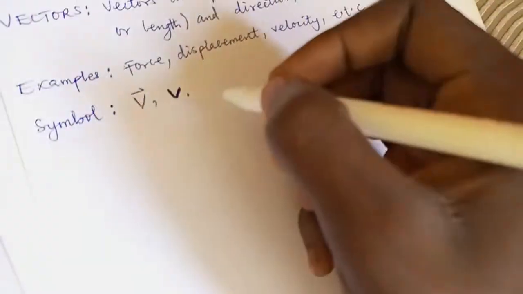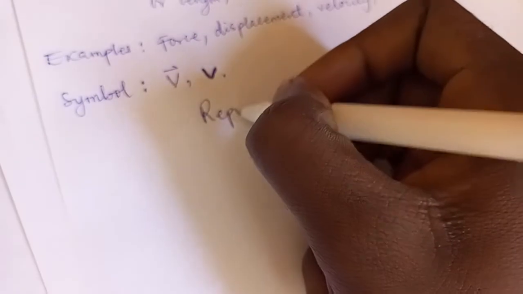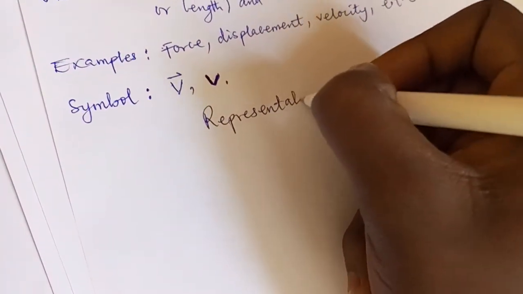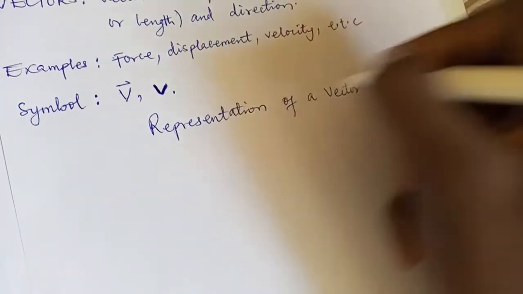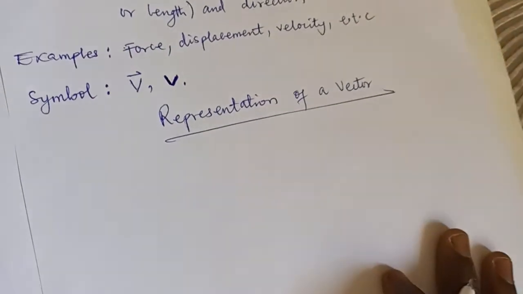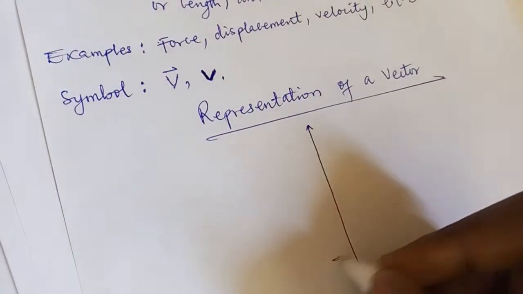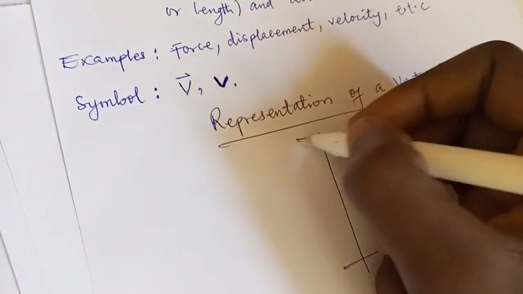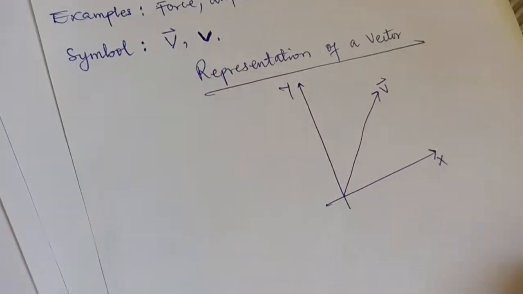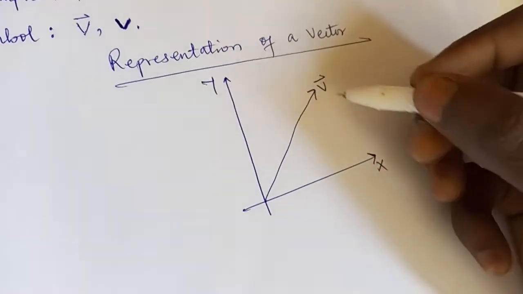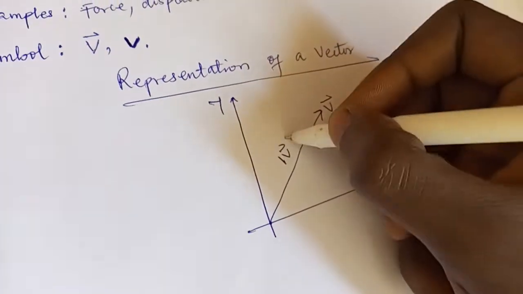Then the next thing we will look at is the graphical representation of a vector. In physics, vectors are represented using an arrow with a head. Let's assume this is the x and y axis. We can represent a vector, let me call this vector v. So this is the representation of a vector. And the magnitude or size of this vector is here. From this point to this point will give you the length of the vector v.